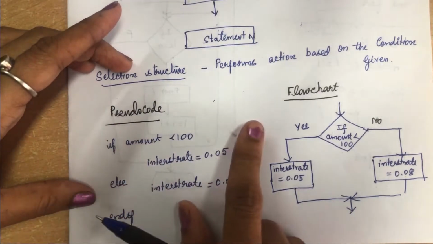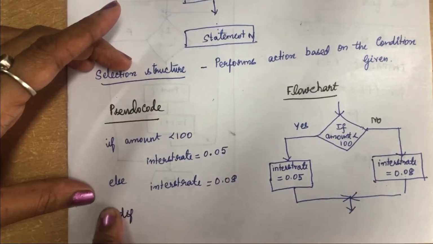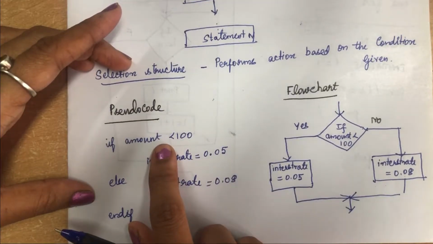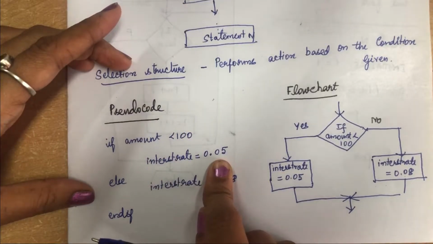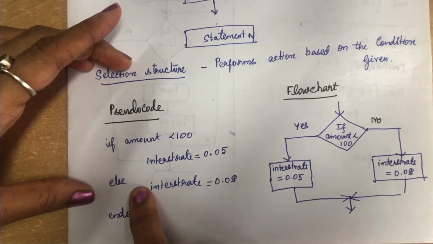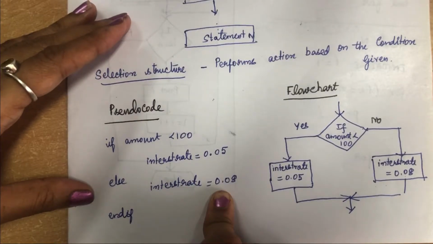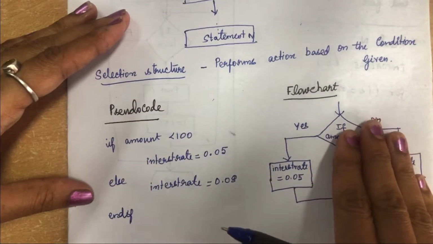So this is a simple pseudocode where you are going to use one logic: you check if the amount is less than 100, you set the interest rate to be 0.05. Otherwise, you set the interest rate to be 0.08. So we will see how this pseudocode is implemented in a flowchart.